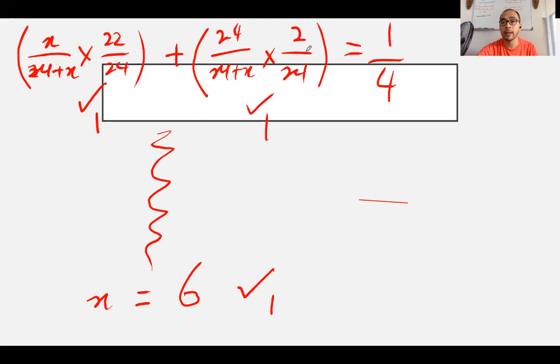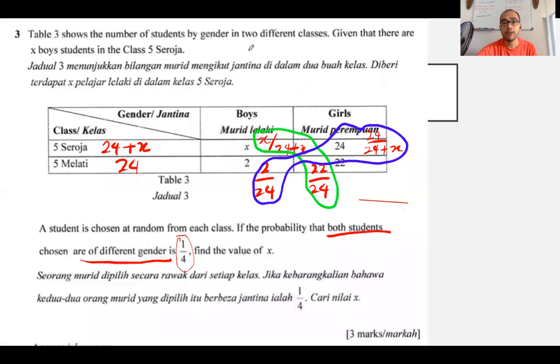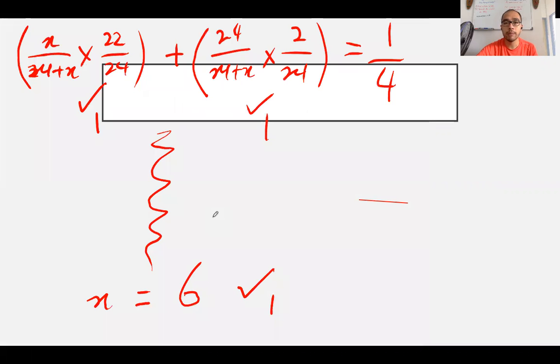Ini kemahiran-kemahiran yang kamu pelajari dalam matematik tambahan. So even if you cannot get the final answer, you must know how to membentuk the two kebarangkalian. Kalau kau tidak tulis tambah pun tiada masalah. Ini 1 markah, ini 1 markah. Just for the fact of, saya pilih 1 orang lelaki dari Seroja dan 1 orang perempuan dari Melati dan terbalik. So this is the pecahan markah.